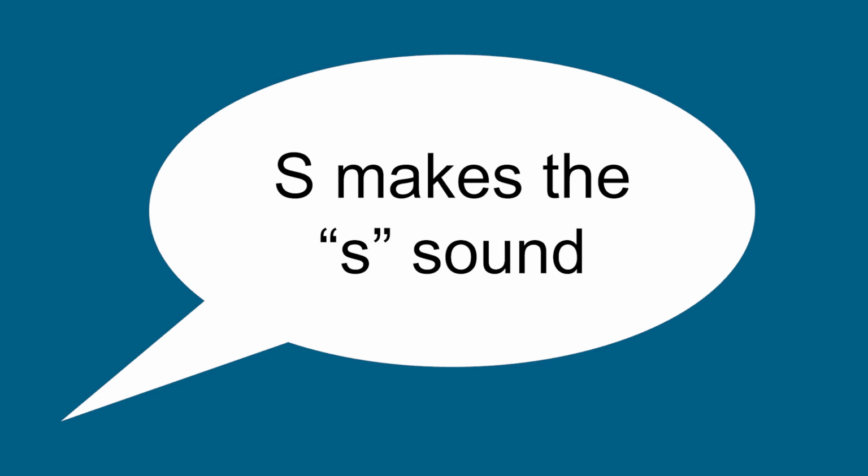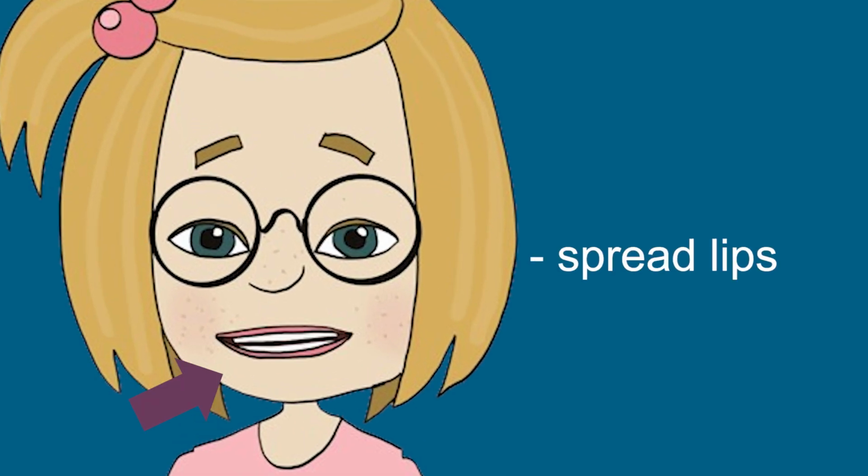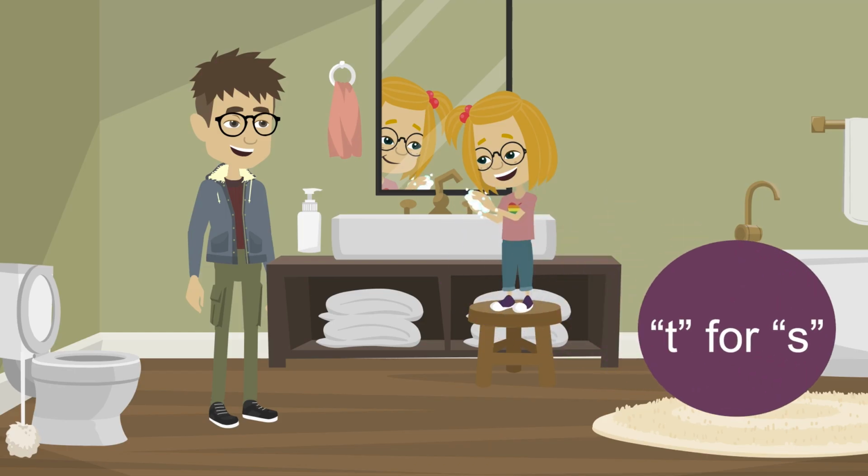When focusing on this sound, be sure to say S, not S. This sound is made when you spread your lips and make a smile. With your teeth almost closed, you gently blow air. S. When children are learning to talk, a common mistake is making the T sound instead of S. For example, they may say taupe instead of soap.